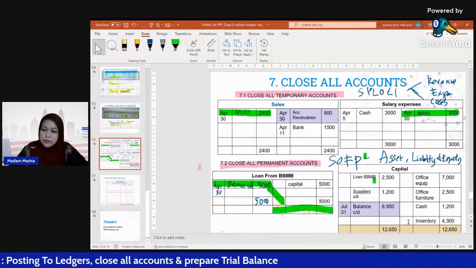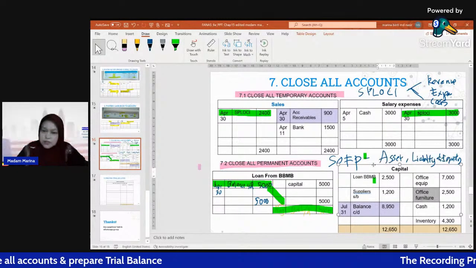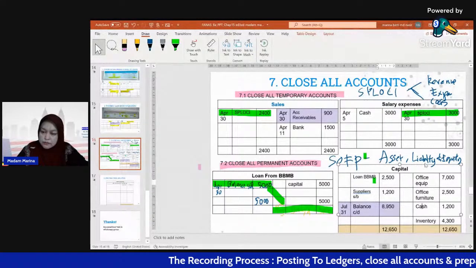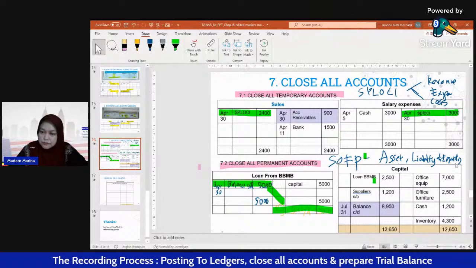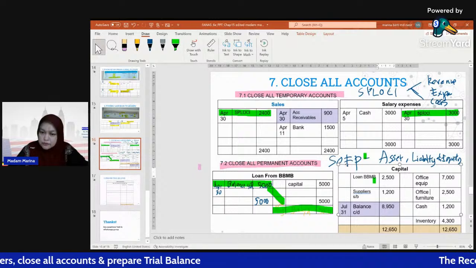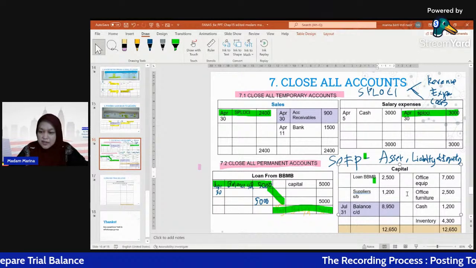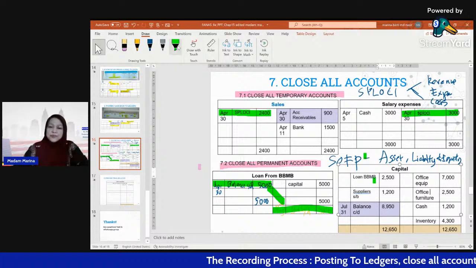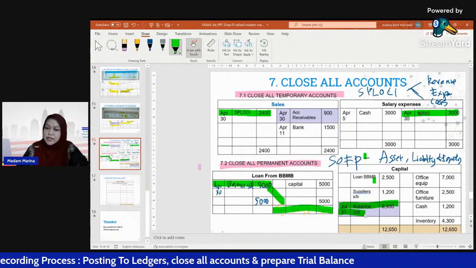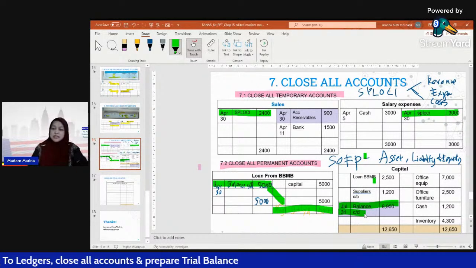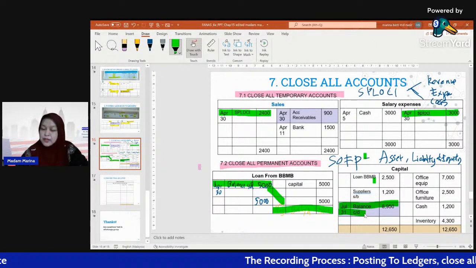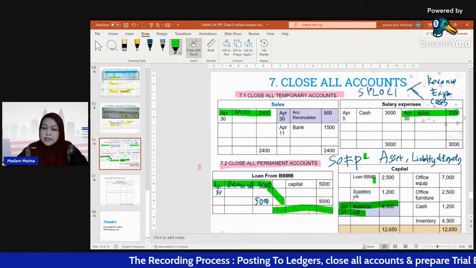Balance CD ni dia ada juga. Never mind. Okay, this is actually dia punya balance CD. Okay. How to get this balance CD? I already explained in the capital, in the general ledger before this. Okay, in the general journal. So how to get this figure? So that's why the particulars here is balance CD, because this is a permanent account.